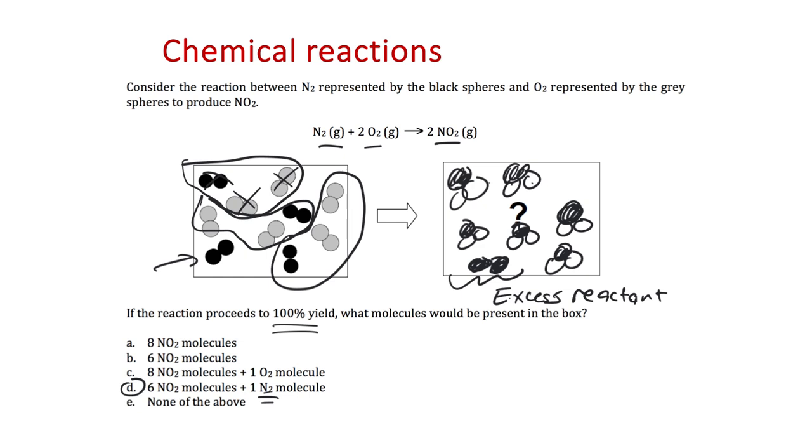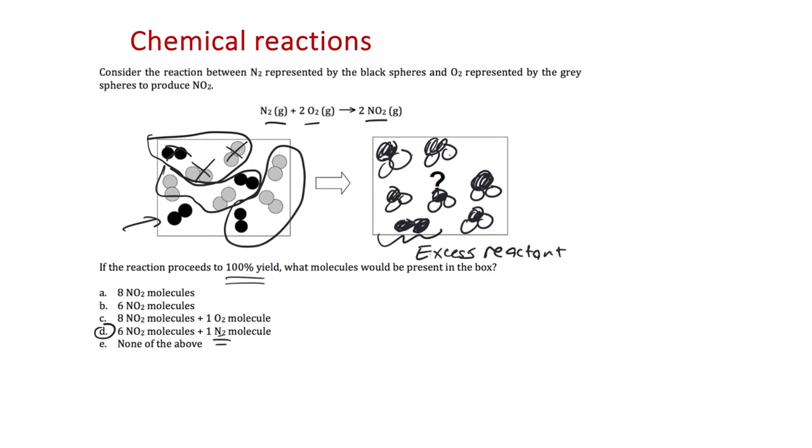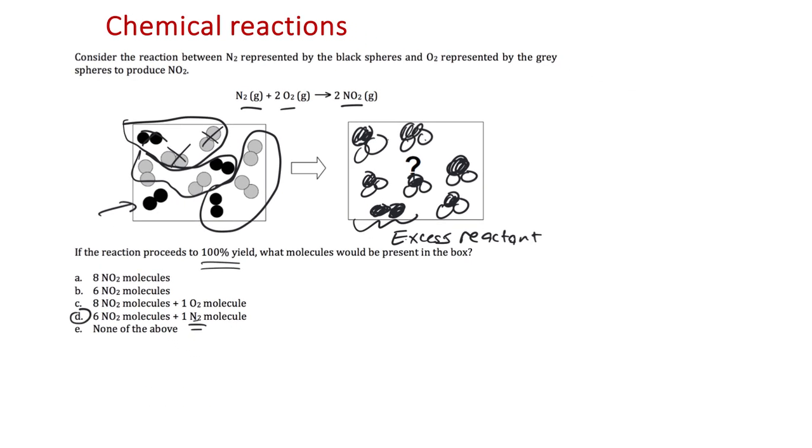Now, are there other ways to find out how many NO2s could have been made in this problem without resorting to drawing pictures? And the answer is yes, of course. And so how? Well, a few ways. One, I think, is just by inspecting the reaction. So I'm just going to rewrite the reaction here.